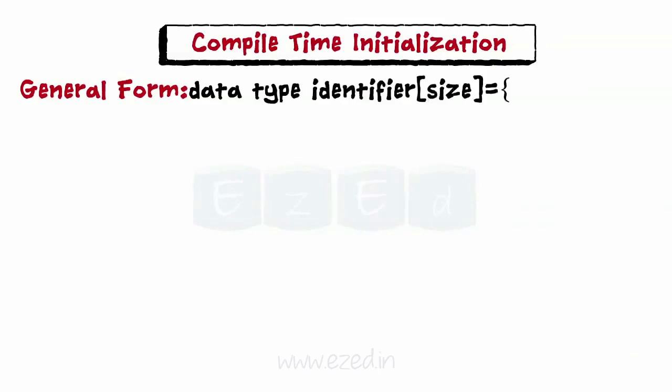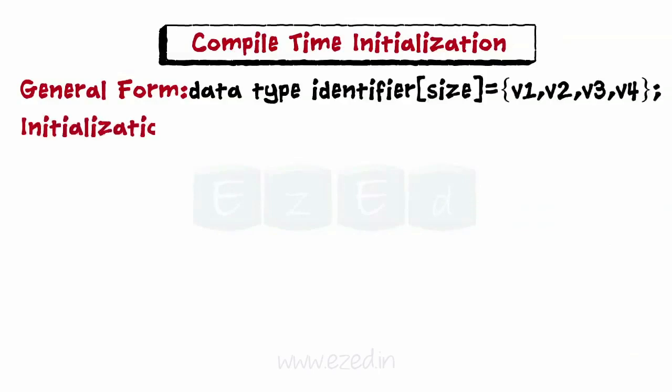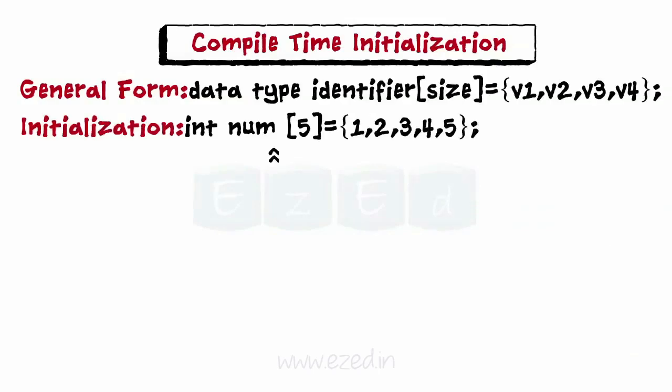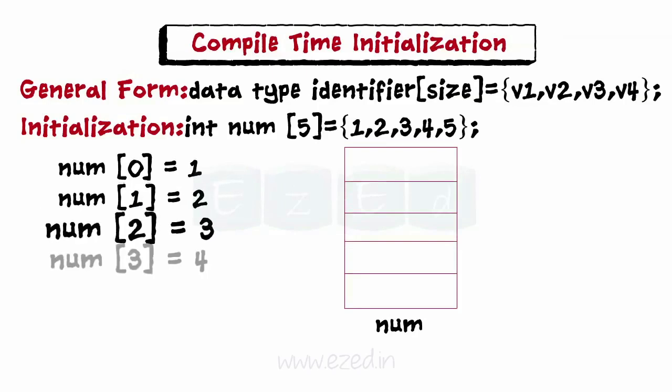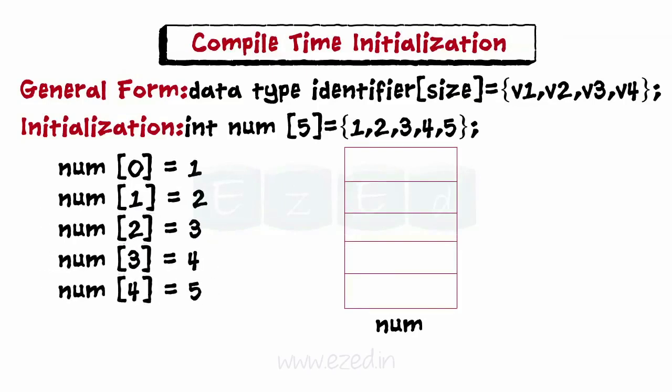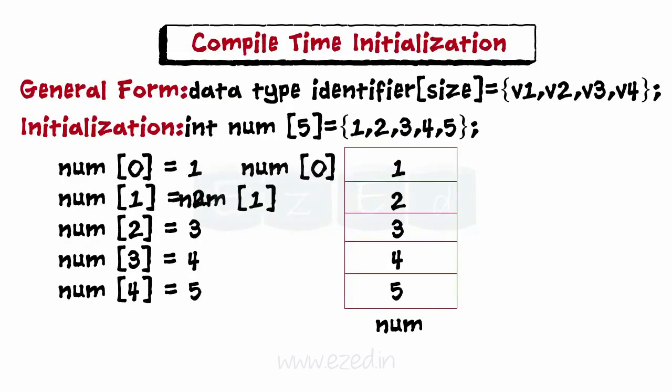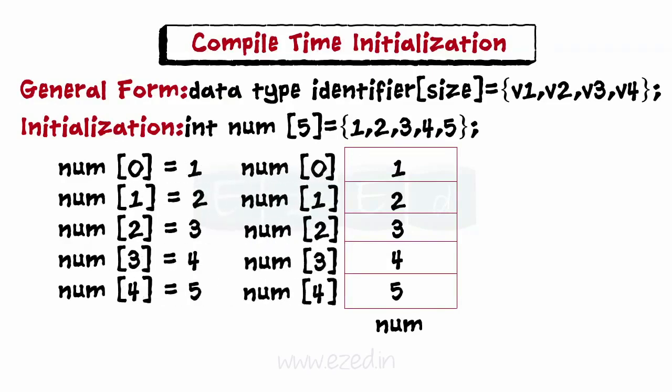This is the general form. Initialization is done in the same way as it is done for other variables. This will declare an array named num of size 5 and assign values to each element. This will cause the data items to be stored in the memory locations. Thus the numbers are assigned with num[0] being assigned the value 1 and num[1] being assigned the value 2 and so on. The subscripts are used to index the array.